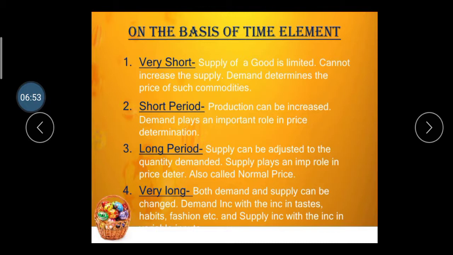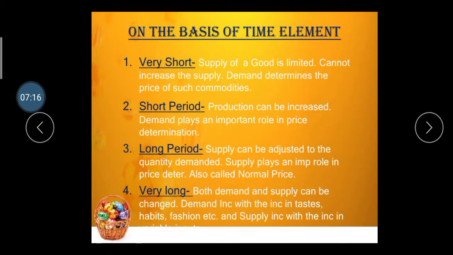If the demand is higher, then the price is also higher, and if the demand decreases, then the supply automatically decreases. Then the long period market: the supply can be adjusted to the quantity of demand. So supply plays an important role in price determination. It is also called the normal market.